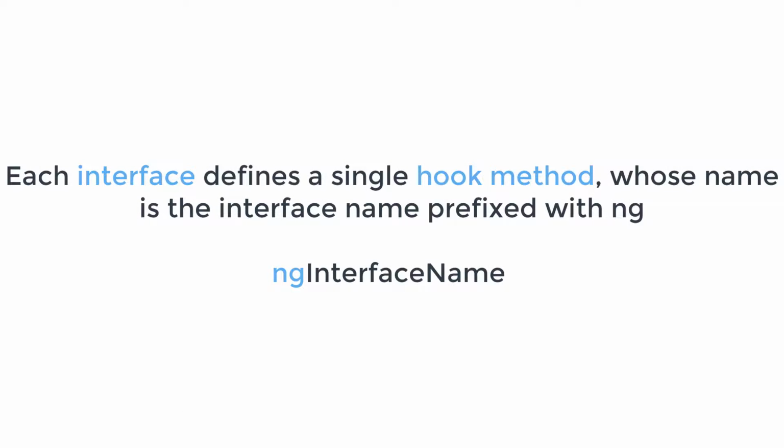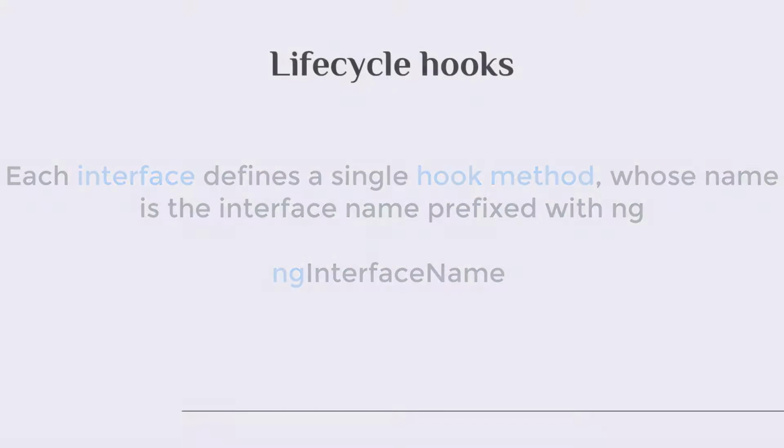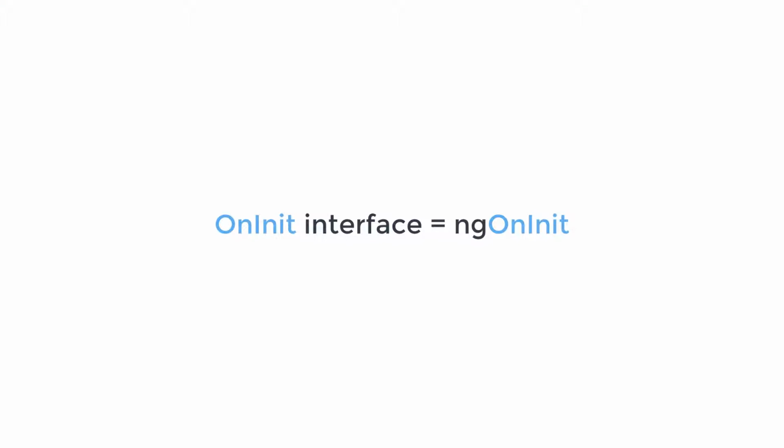In a single component, you can have one or more lifecycle hooks using the Lifecycle Hook interfaces in the Angular core library. Each lifecycle hook interface defines a single hook method whose name is the interface name prefixed with ng. For example, the OnInit interface that you have already seen on the components generated by the Angular CLI has the hook method named ngOnInit.